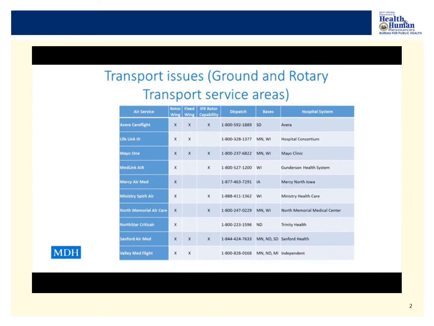This is a laundry list of some of the facilities that we use for transfer and some of their associated dispatch numbers.